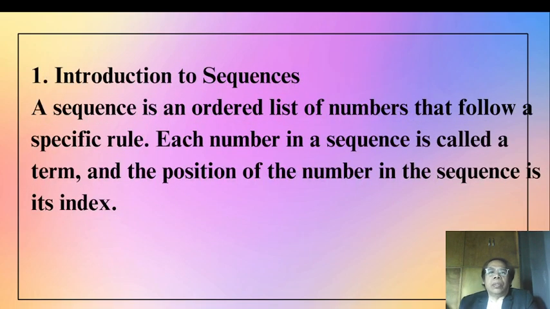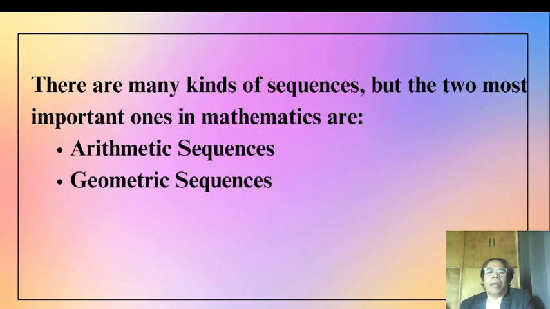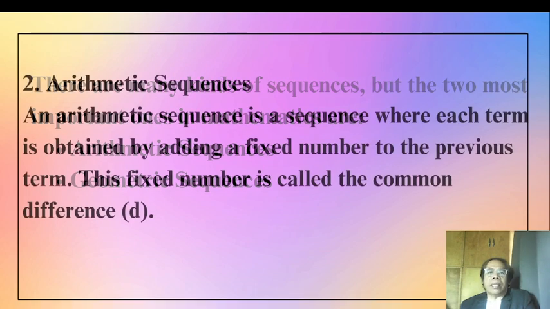Introduction to sequences. A sequence is an ordered list of numbers that follow a specific rule. Each number in a sequence is called a term, and the position of the number in the sequence is its index. There are many kinds of sequences, but the two most important ones in mathematics are arithmetic sequences and geometric sequences.